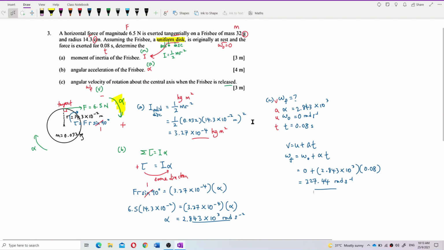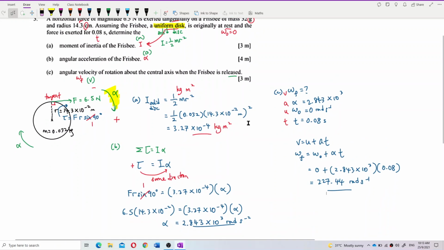Hope you understand the question. It's all back to Newton's second law, total F equals ma, and this one also goes back to the linear motion kinematic equations. So we just have to translate everything to rotational terms. Total F equals ma, we change to total torque equals I alpha. V equals U plus AT becomes omega F equals omega naught plus alpha T. Okay, that's all for this question.